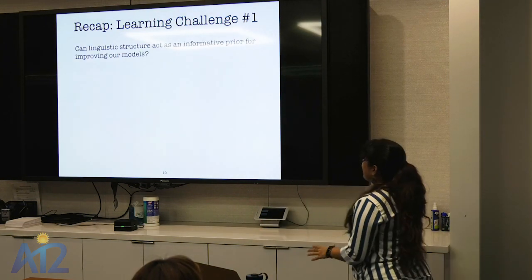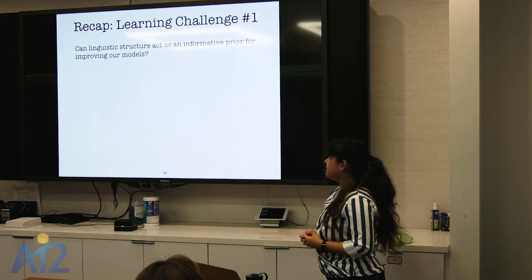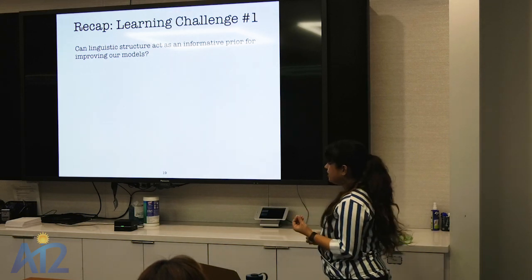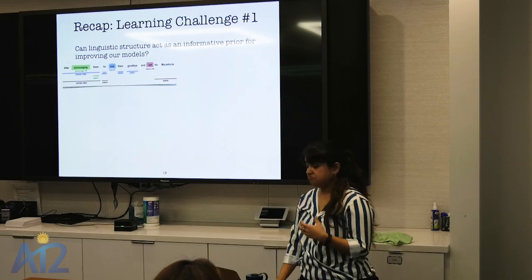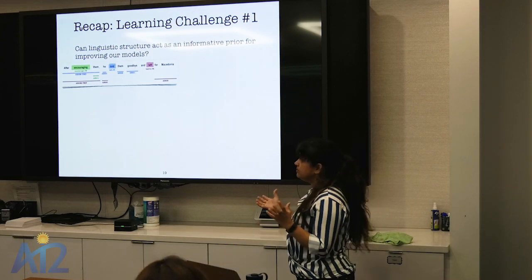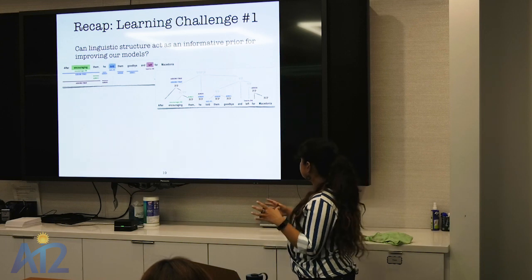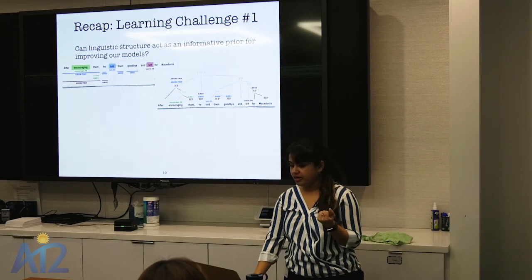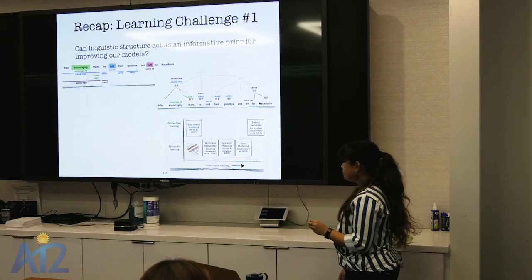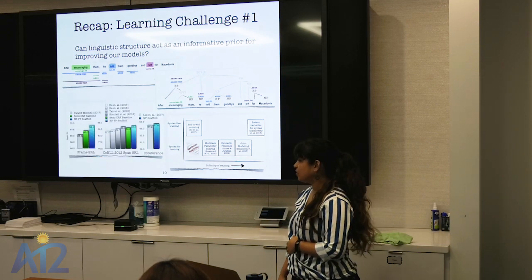All right, so to recap this part, the learning challenge we wanted to solve was, can linguistic structure act as one kind of informative prior to improve our models? The task we considered here was semantic predicate or span-based semantic tasks. For this, we used phrase syntactic trees as our linguistic prior. We used a method which is a further simplification of the multitask setting, and we saw improvements across 3 different tasks.